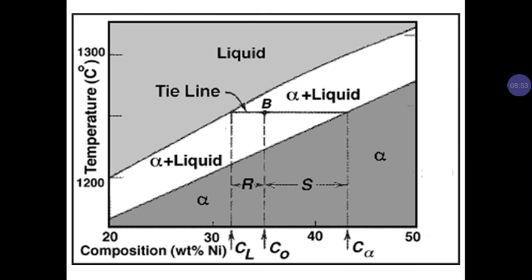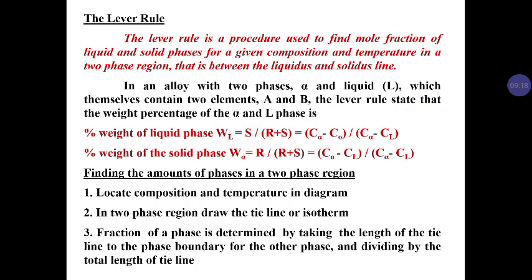This line is the liquidus line, the line which separates the liquid region and the two-phase region. And the line which separates the solid phase and the two-phase region, we call the solidus line. So after drawing this line, if you want a certain composition, for example, let us consider C0 as a composition, and determine how much mole fraction is liquid and solid, that can be computed using this formula.